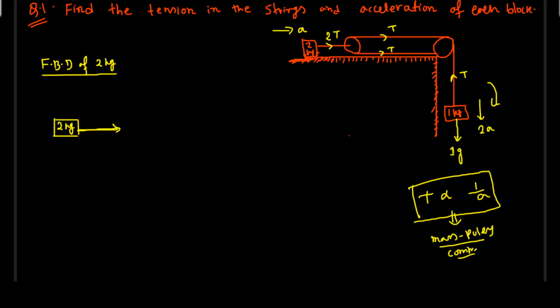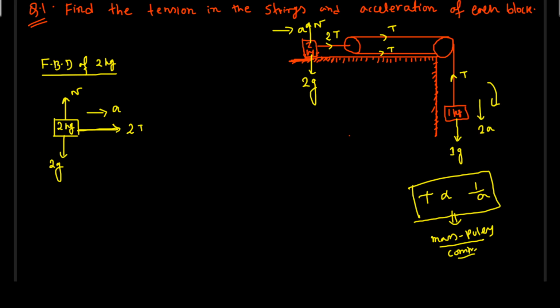Okay, 2T. And two other forces are also here. One is the weight, that is 2G, and another is the normal direction N. But these forces are not participating in the motion of this object. You can draw the forces N and 2G here, and the acceleration is along this direction, and the acceleration we have taken as A.